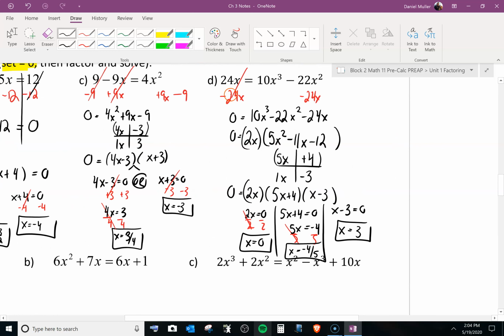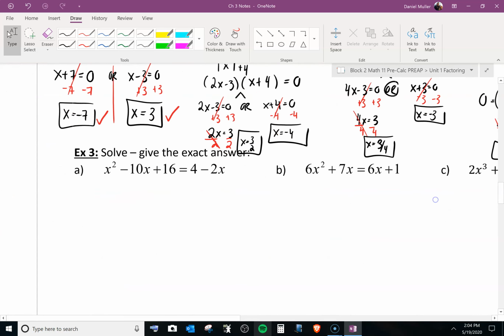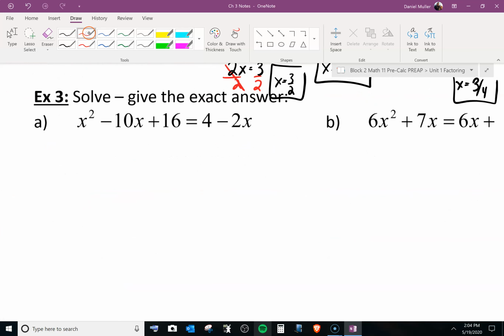What did I do for that? Well, I brought the 24x over by subtracting it. I found out that there was a 2 and an x in common that I pulled out. I then factored this thing like normal, and then I had 3 x's to solve for, so I made 3 separate little equations equal to 0 and then solved them. All right, let's keep going here.